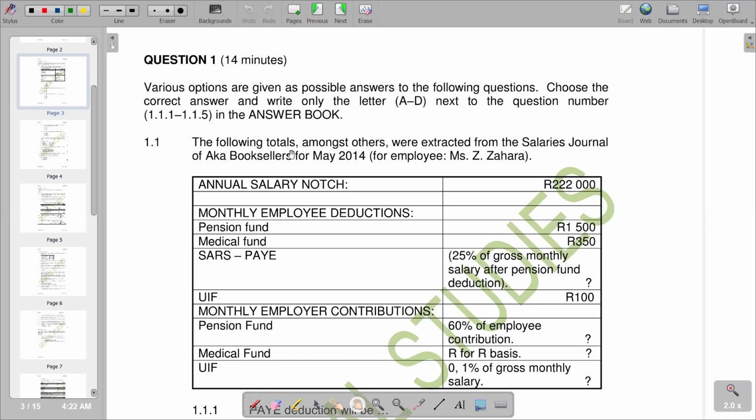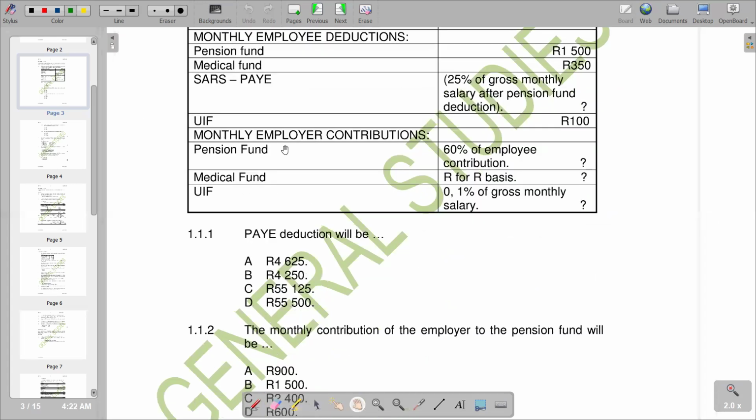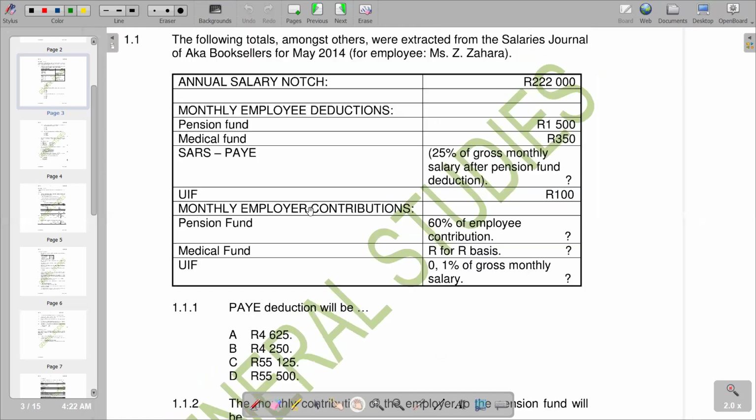The 1.1, the following totals, amongst others, were extracted from the salary journals of ARCA Booksellers for May 2014, for employee Miss Z Zahara. So we are given a list in terms of the annual salary, and then we are given the monthly employee deductions, and also the monthly employer's contributions. Going down to question 1.1.1, the PAYE deduction will be.